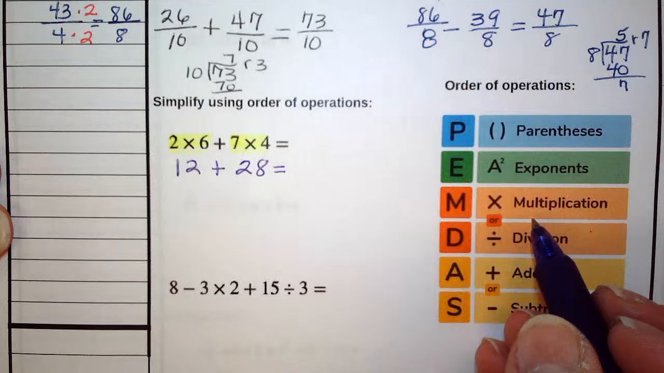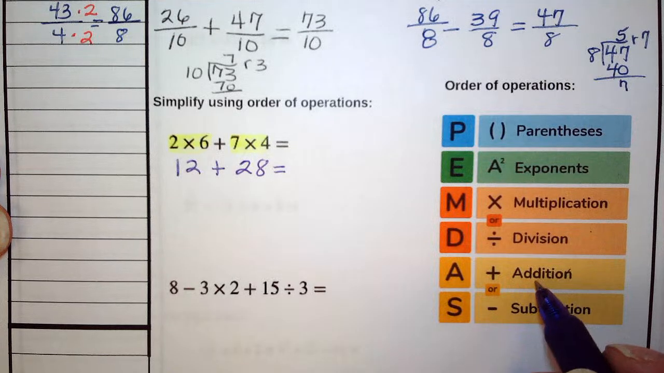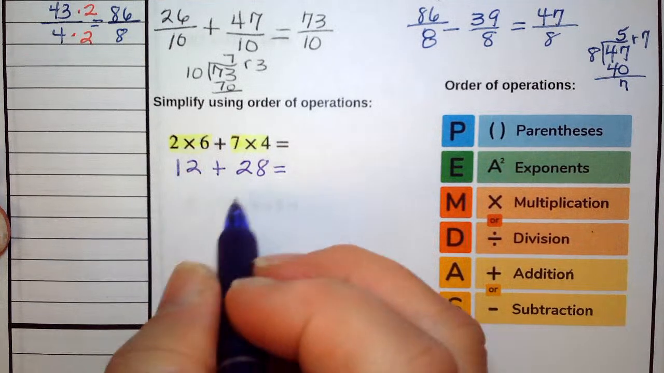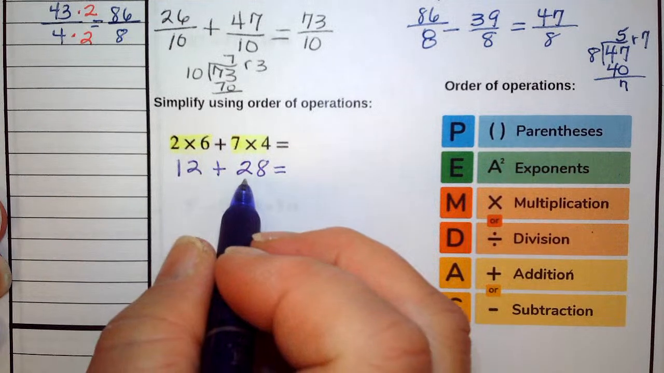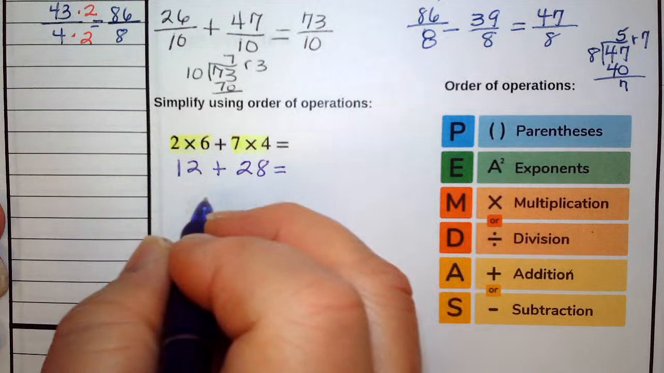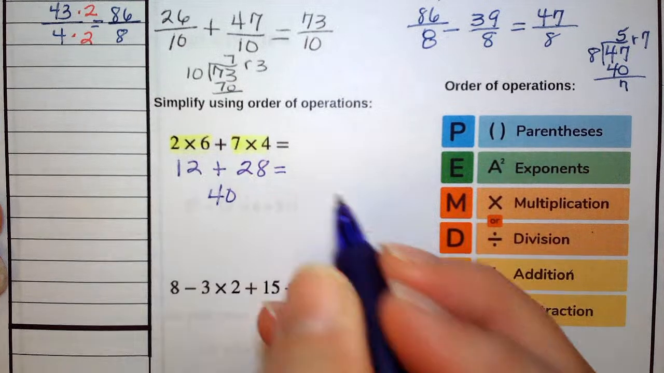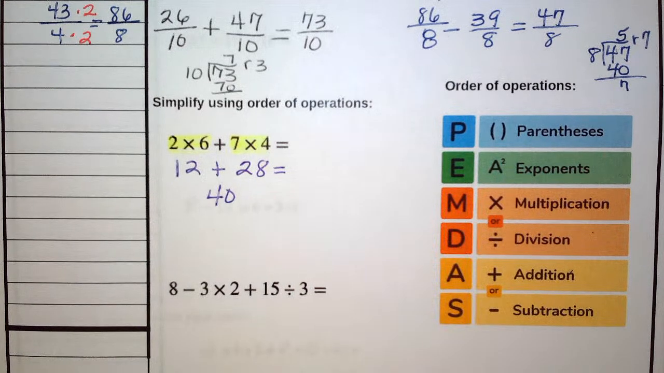Okay, do I have any more multiplication or division? No. Addition is the last thing. So 12 plus 28, that would be 30, plus 10 would be 40. And I'm done.